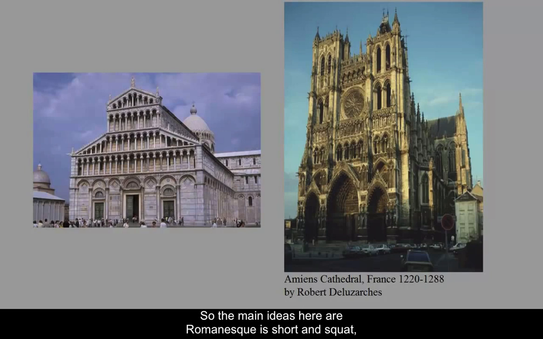So the main ideas here are Romanesque is short and squat, very horizontally banded. The Gothic style is tall, vertical, with a lot of vertical thrust to it and pointed arches that sort of make the building seem as if it's a skyscraper pointing up towards God.